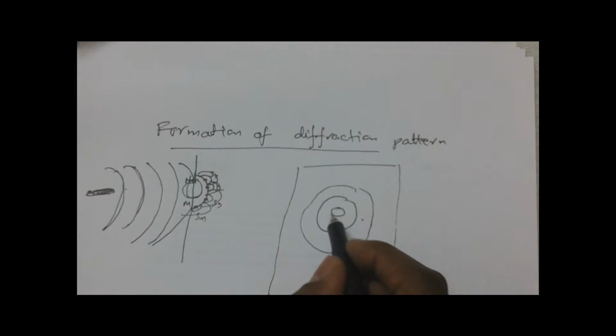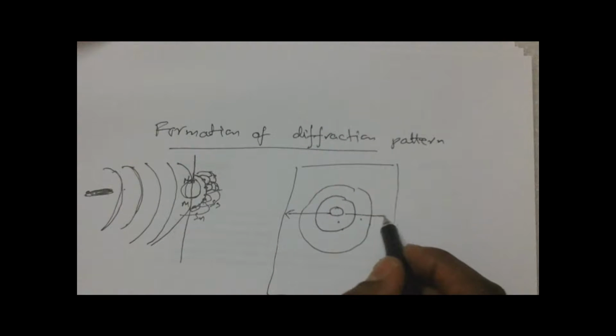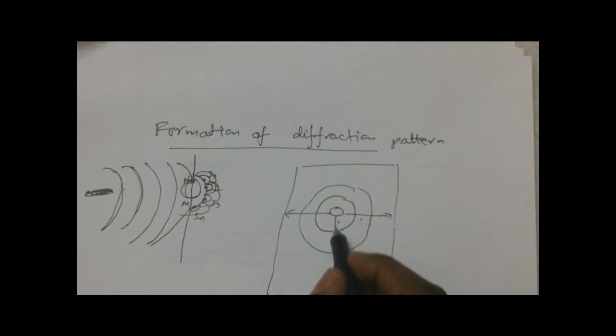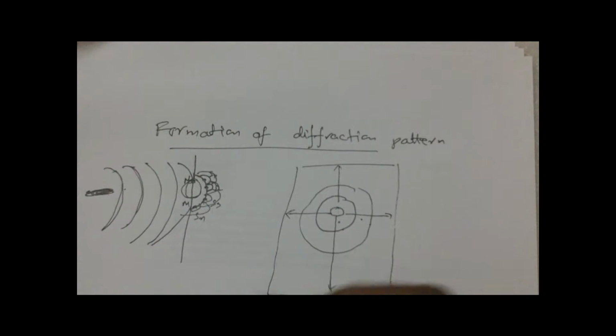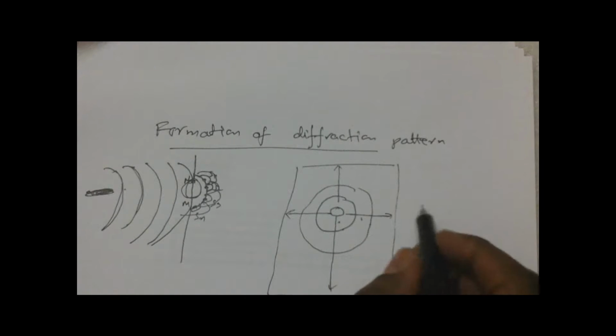As you go to the left side, the right side, down, or top, in any direction from the center, the bright fringe intensity decreases, the bright fringe disappears and appears totally dark. Up to a certain extent bright and dark fringes exist, but the bright fringe intensity gradually decreases and finally becomes dark.